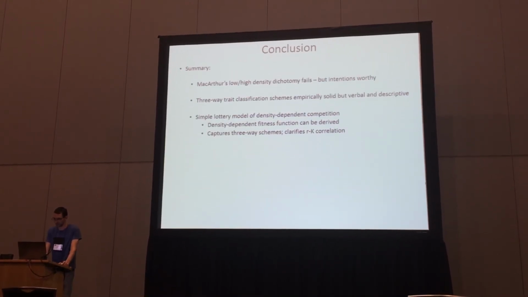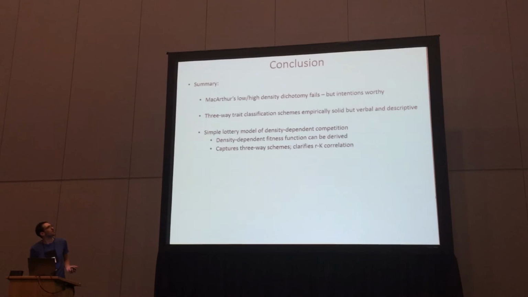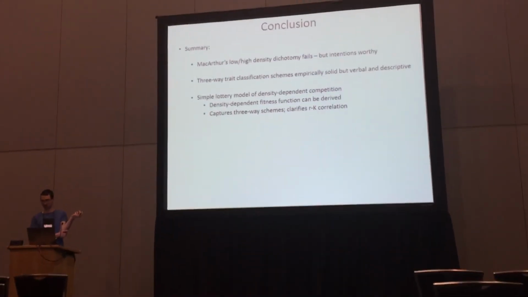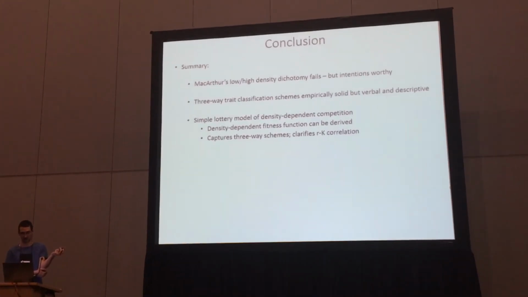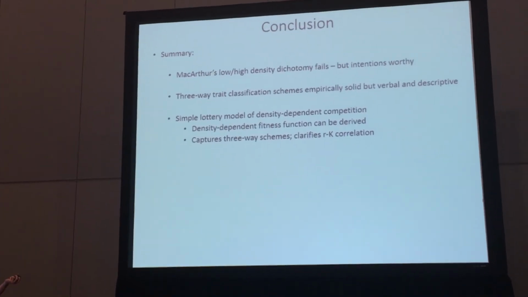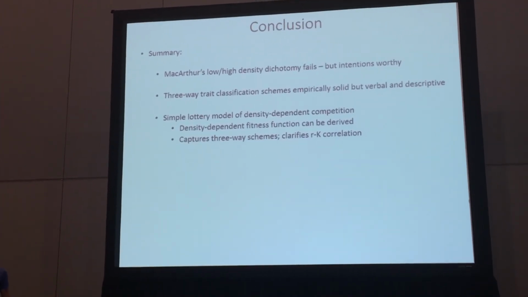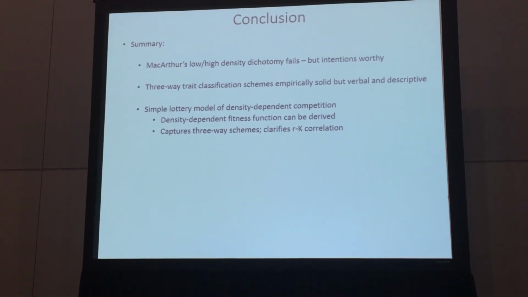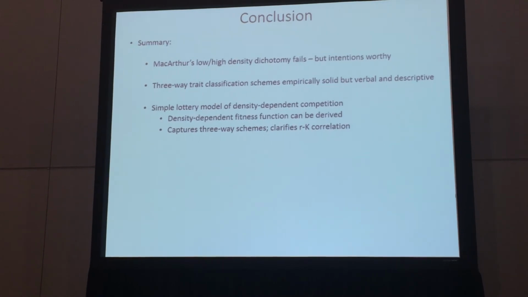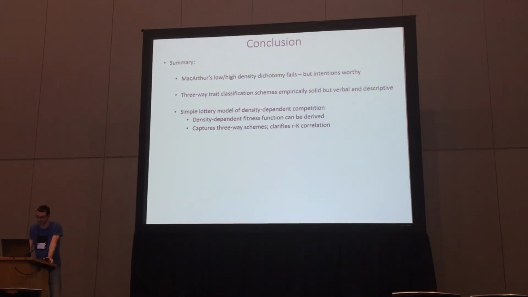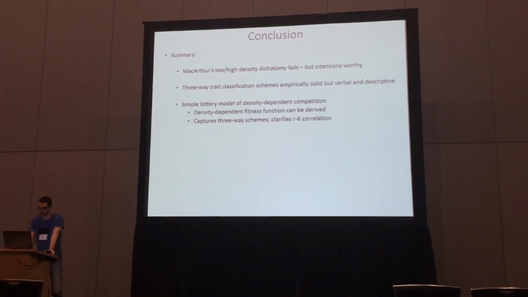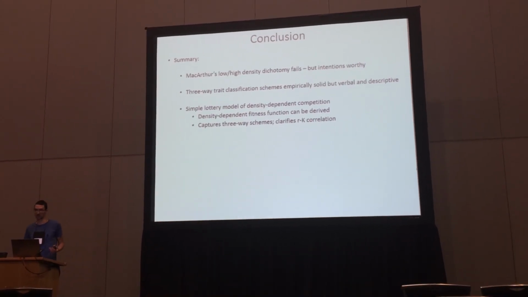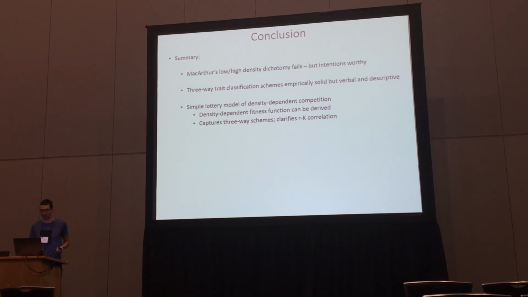So, just to summarize. I think Grime's intentions were really good, but he didn't succeed in getting to what he wanted to get at. Well, I think what he wanted to get at. So we took a step back. We started on the empirical side, looking at all of these trait classification schemes, and there are many of them, and they're quite impressive. It's worth looking at. Unfortunately, they're not mathematical, so we tried to build the simplest mathematical model that would capture that.